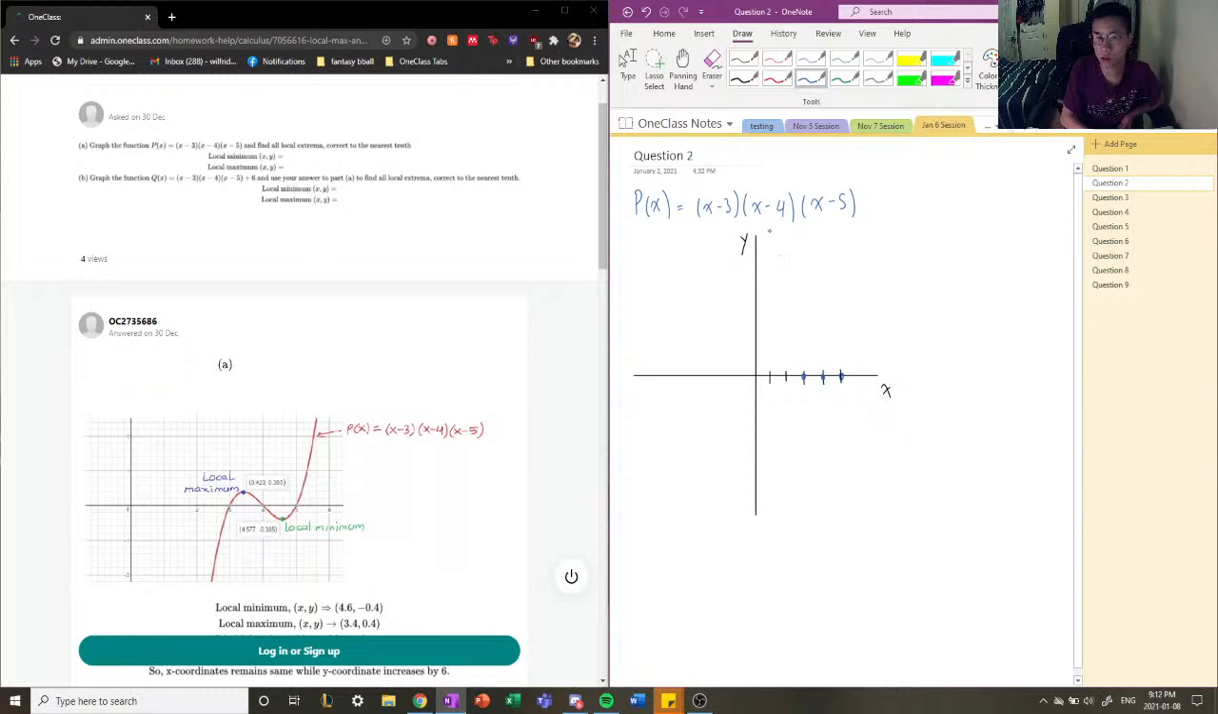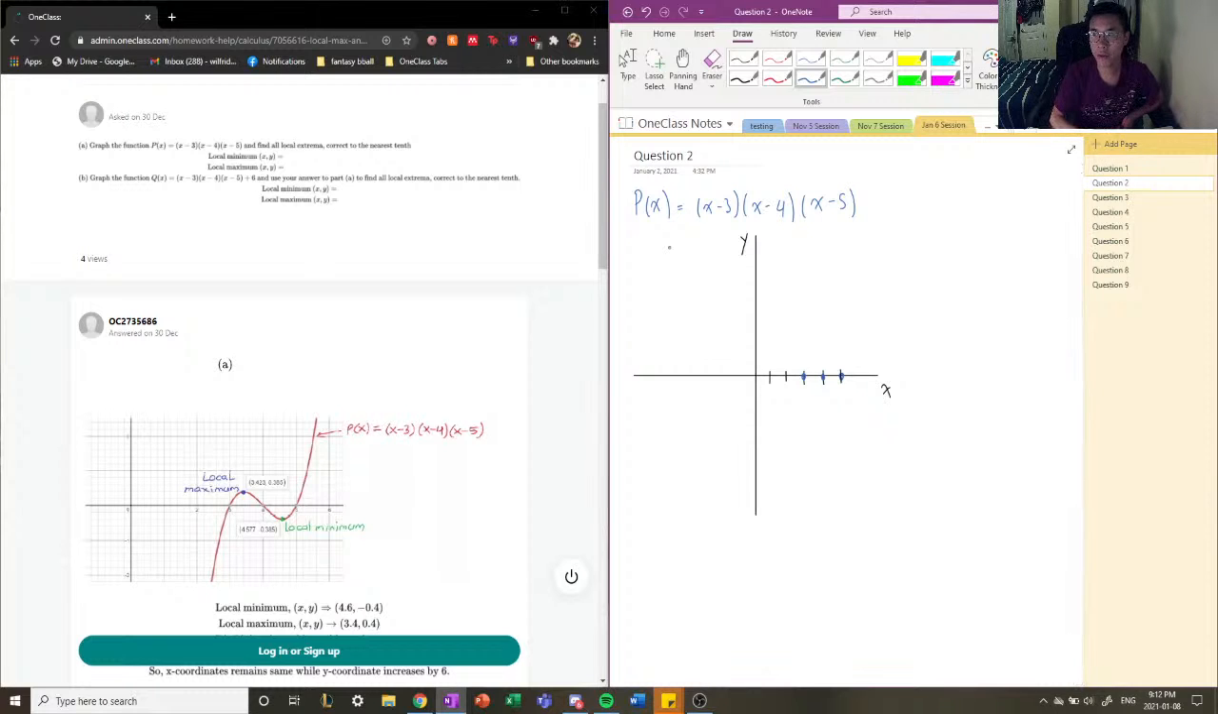And if you guys don't know what zeros are, they're basically the values of x that will make p of x equal to 0. We know that anything multiplied by 0 is equal to 0, so all we have to do is solve for each of these different brackets when they equal 0. So when x equals 3, the function equals 0. When x equals 4, the function equals 0. And when x equals 5, the function equals 0. So these are called the zeros, or the x-intercepts of our function. Now we're going to graph our function here.